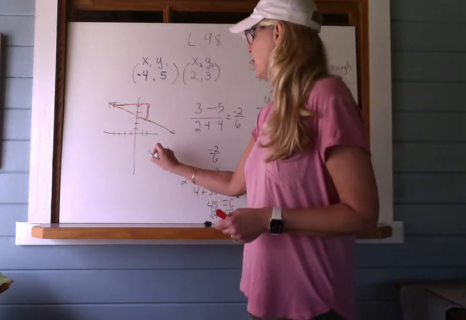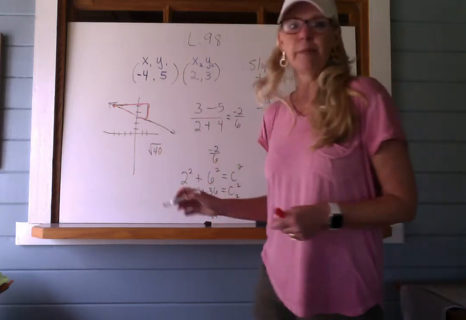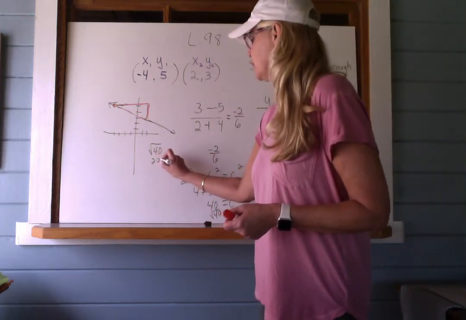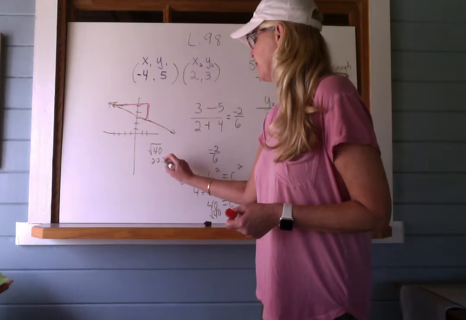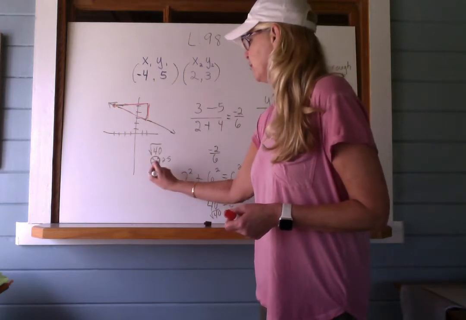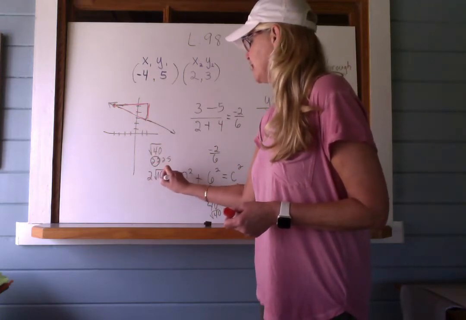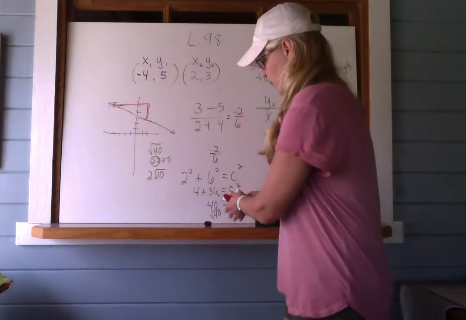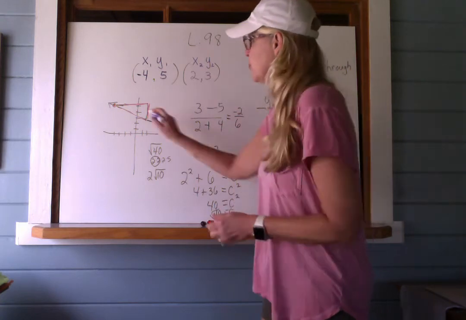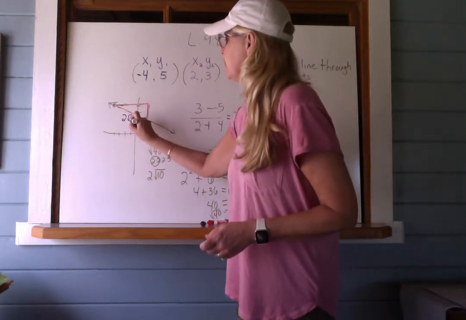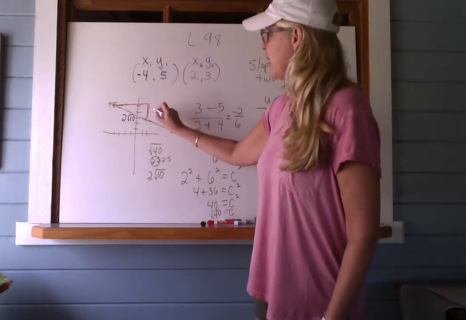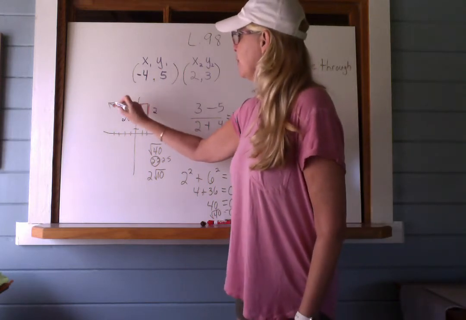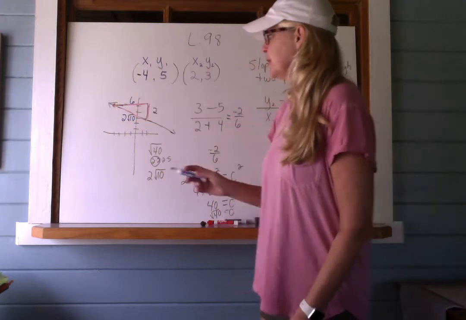Now remember, the square root of 40 can be broken down. All right, so 2 times 2 times 2 times 5. So our 2 will come out, 2 square root of 10. So the distance between these 2 points we just found is 2 square root of 10. And we know our rise was 2 and our run, or going across, was 6 units.